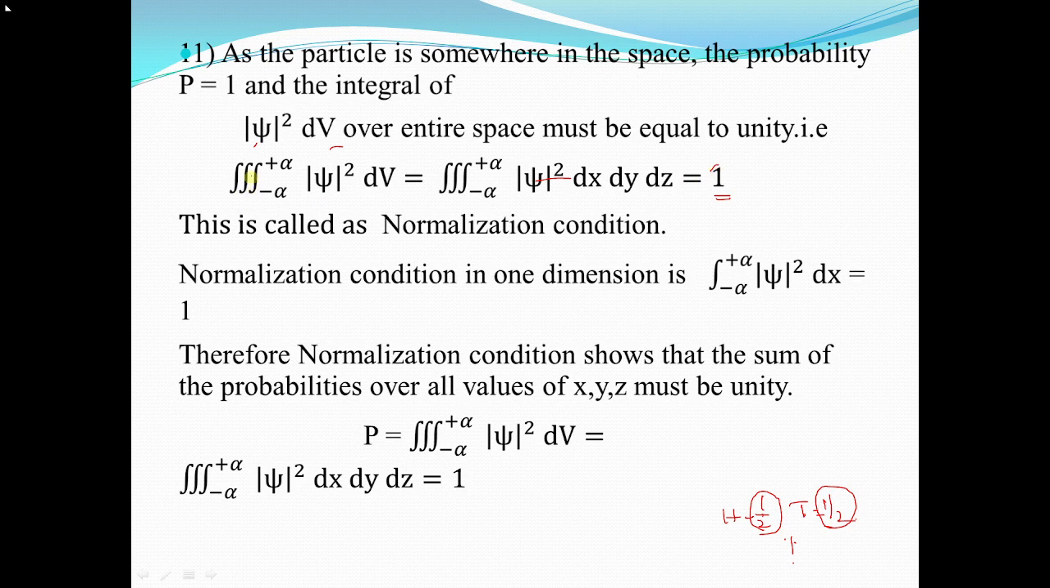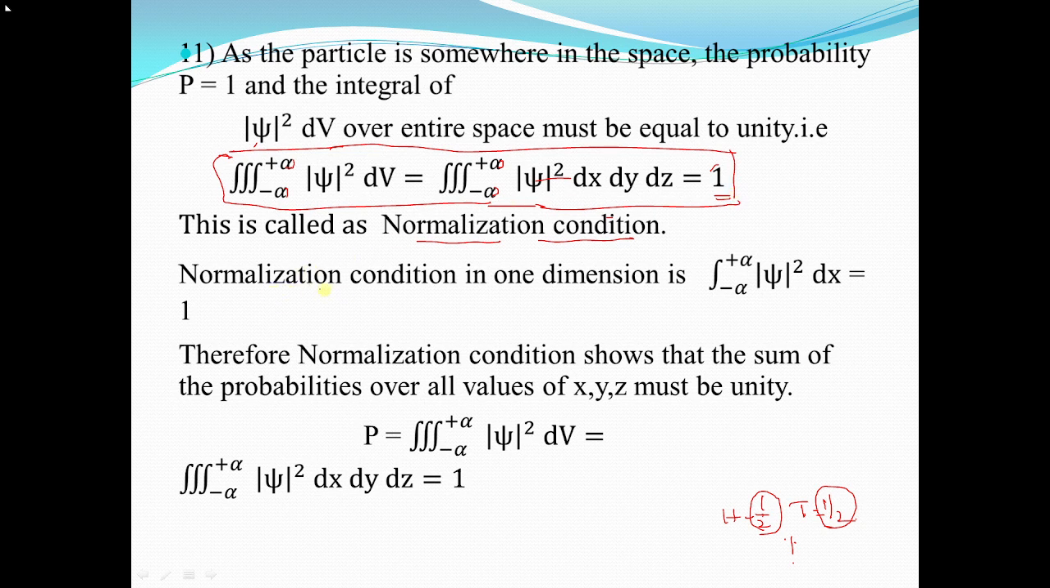So I am taking the triple integral from minus infinity to infinity of modulus of psi square dV, which is equal to the triple integral from minus infinity to infinity of modulus of psi square dx dy dz, equal to 1. This is called the normalization condition. This is the normalization condition in 3 dimensions.